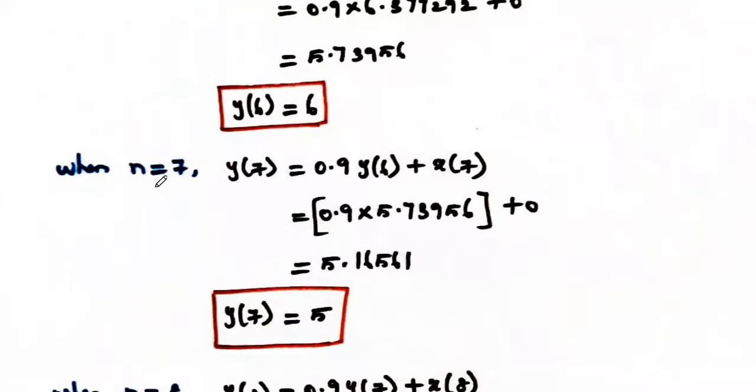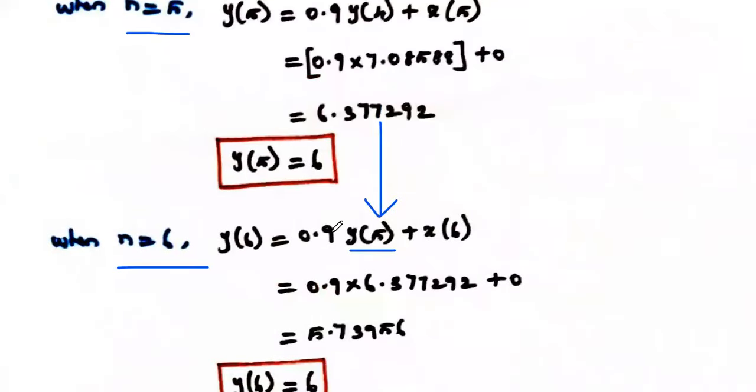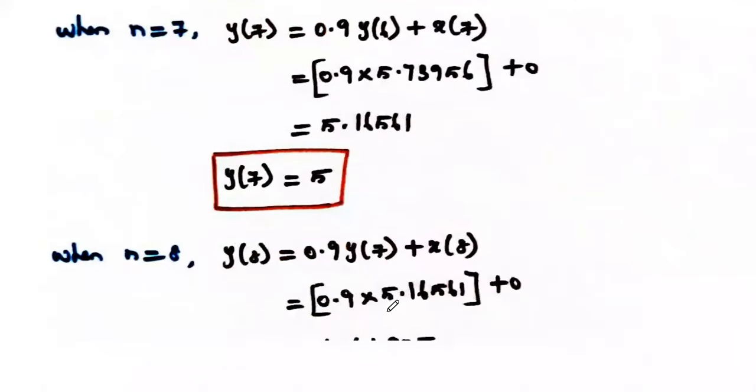So at n equal to 7, you see y of 7 is equal to 0.9 y of 6 plus x of 7. So if you are calculating, the answer is 5.16561. After rounding, what is the answer? 5. So again, the output is reduced to 5. Okay, so you see at n equal to 5 and n equal to 6, we get the same output, but at n equal to 7, again the output is reduced.